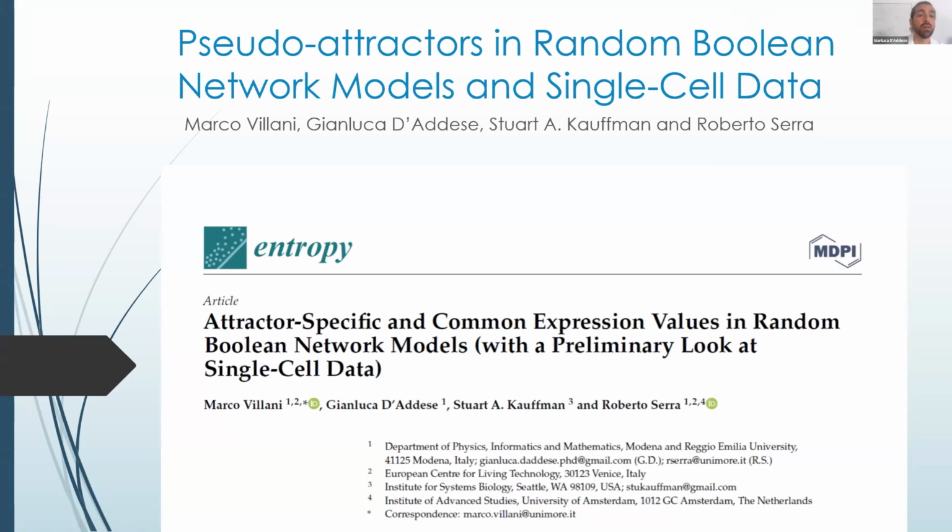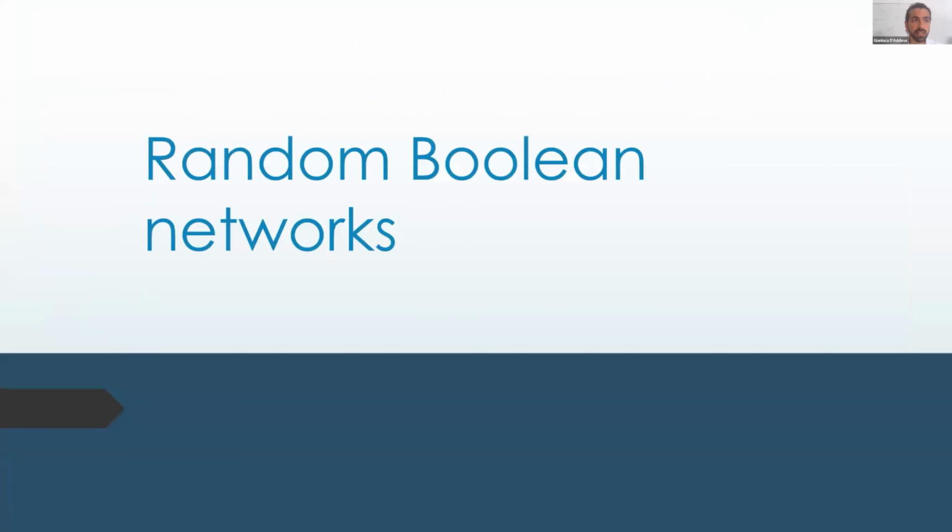Okay, so hi, I'm Gianluca D'Addese, and today I will talk about our work, pseudo attractors in random Boolean network models and single cell data. Below, you can see our last article that talks more in depth about the concepts and the results we are going to present today. To start, we need to talk about what a random Boolean network is. That is the main model used in this article.